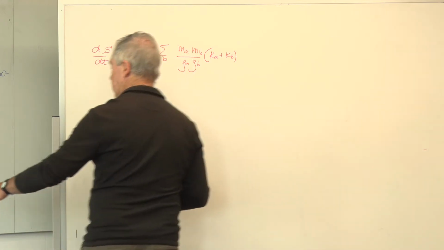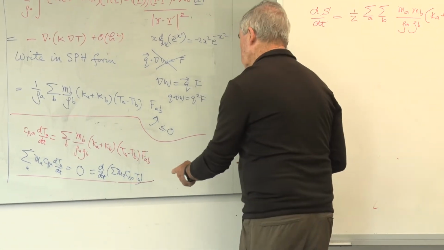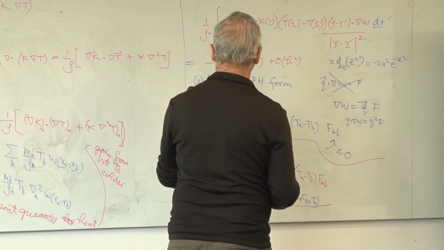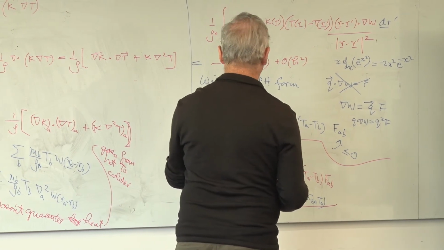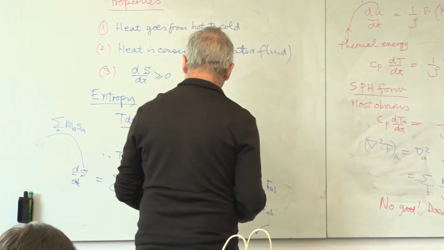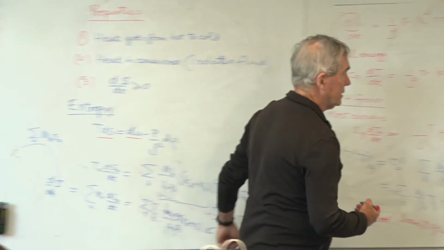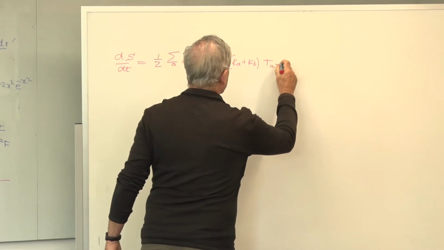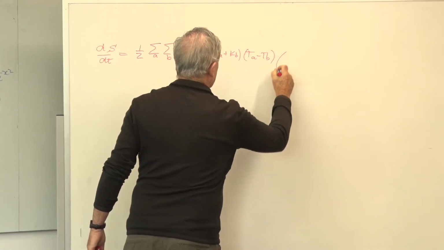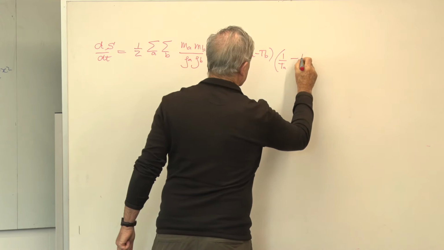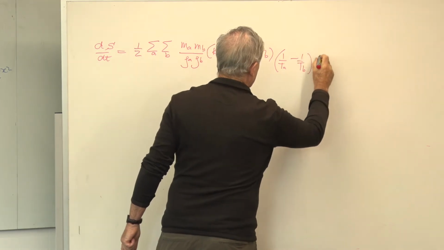So I interchange these. I've divided by TA, so there's a TA down here. So when I change A and B, the term that was 1 on TA remains the same, but these will be interchanged, so I'll get minus 1 on TB. And I'll have FAB.